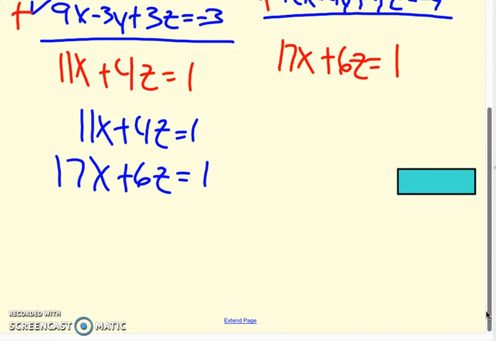So what I think I'm going to do is go for the z's because the numbers are a little bit smaller. I'm going to multiply this one by negative 6 and this one by positive 4. What I'm trying to do here is create a plus and minus 24z.